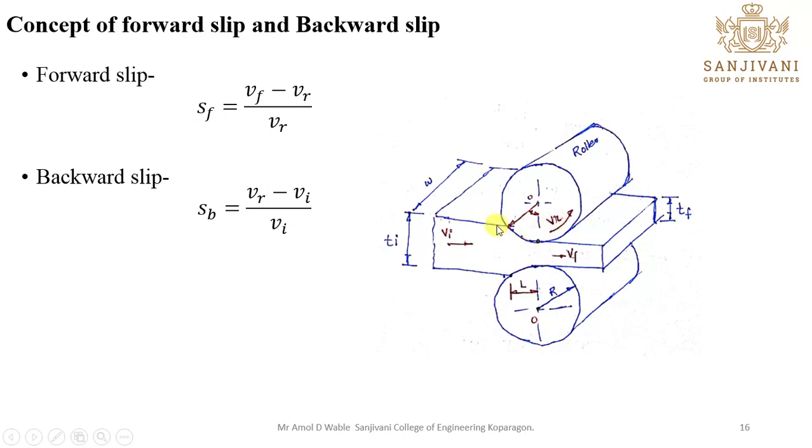During this process, from this point to this one, the velocity of your roller and the velocity of your workpiece are different. But in this arc, or in this space, there will be one point where the velocity of your roller will be equal to the velocity of your workpiece. That point we call the neutral point. So just remember the concept related to this.